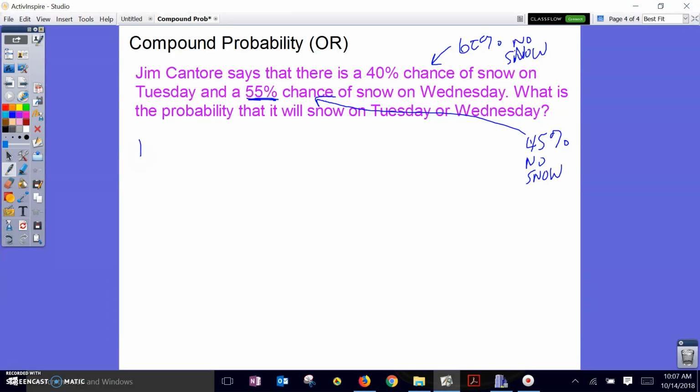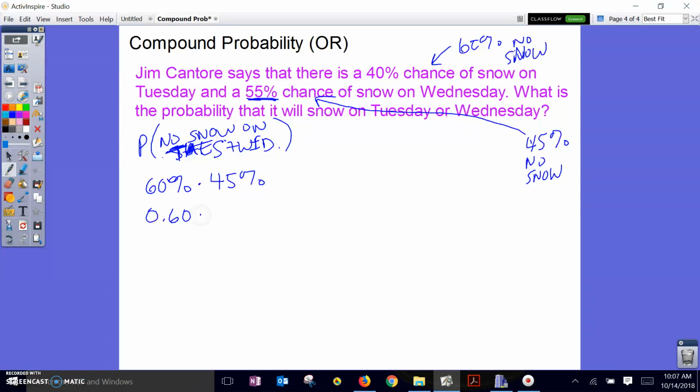So to find the probability of no snow on Saturday and Sunday, or no, on Tuesday and Wednesday, no snow on Tuesday and Wednesday, we're going to take the probability that there's no snow on Tuesday times the probability that there's no snow on Wednesday. We convert those over to decimals to calculate.